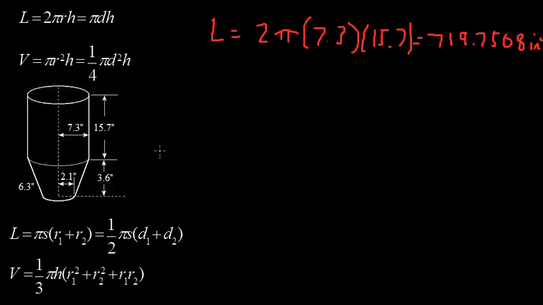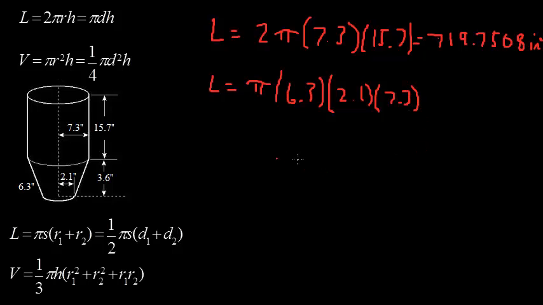The lateral surface area for the frustum then, we have L is equal to pi times the slant height of 6.3 times the small radius 2.1 plus the larger radius 7.3. And that is our lateral surface area. Again, using 3.14 for pi, we get 303.25806. And again, our units are inches squared.